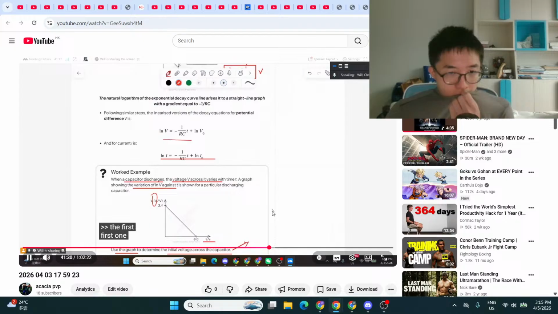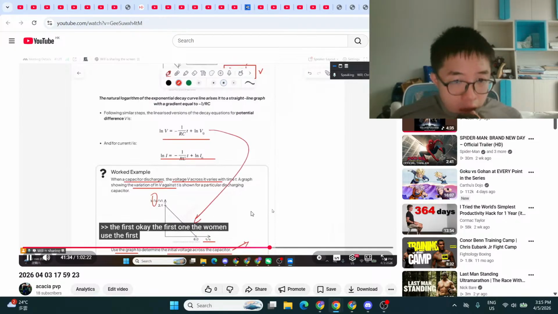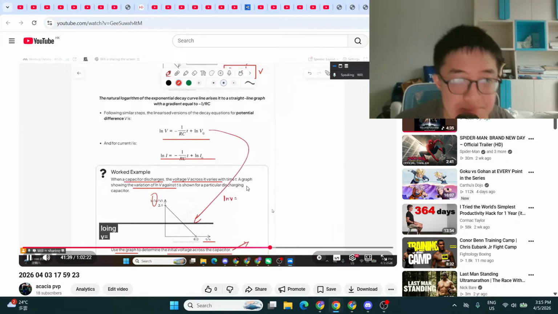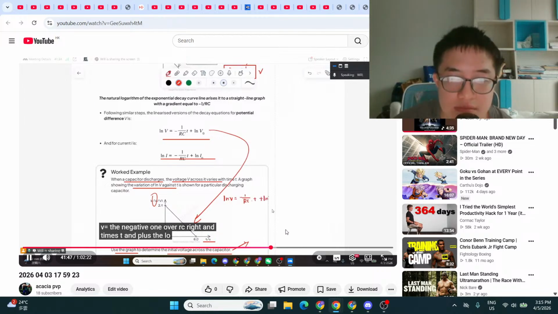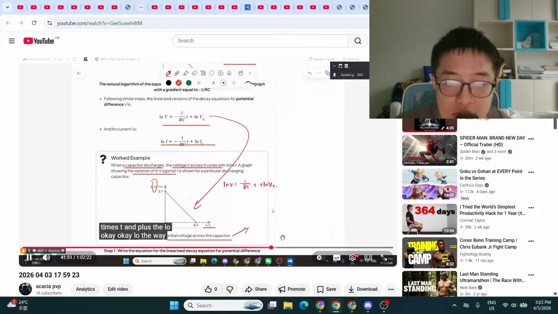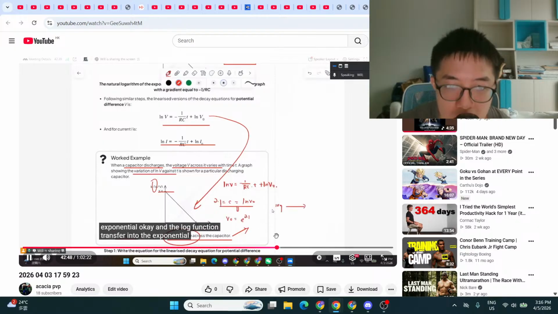The first one, that we might use: log V equals negative 1 over RC times t, plus log delta V. So how to use the graph to find the initial voltage, not the time constant, exponential.